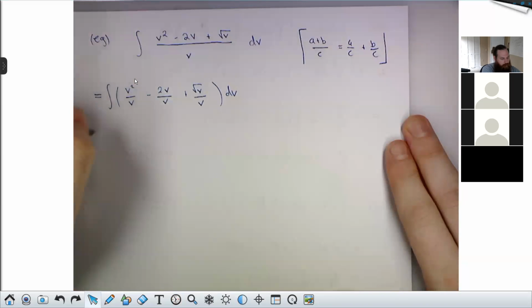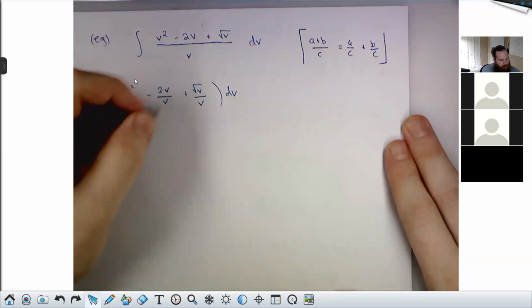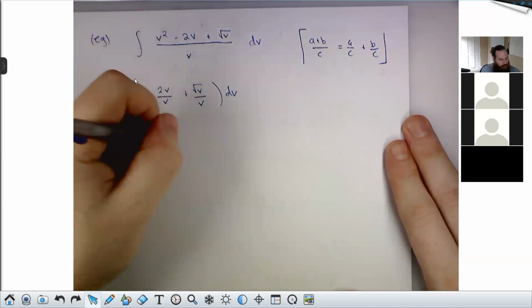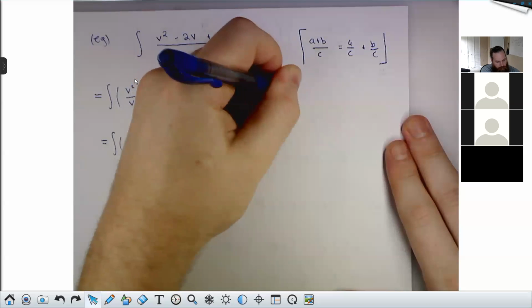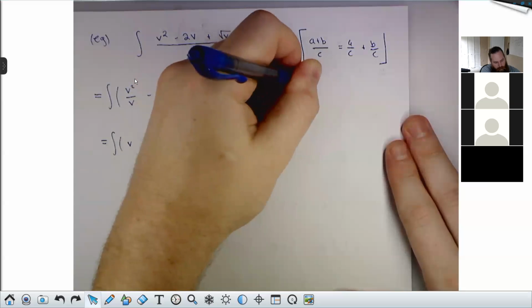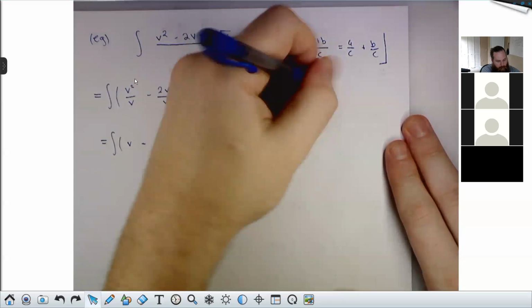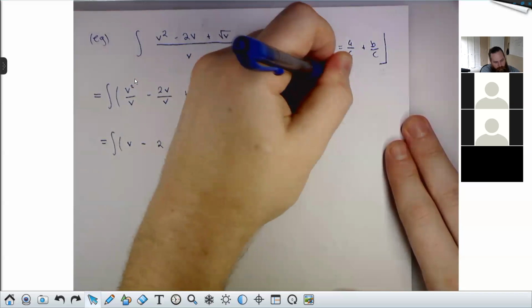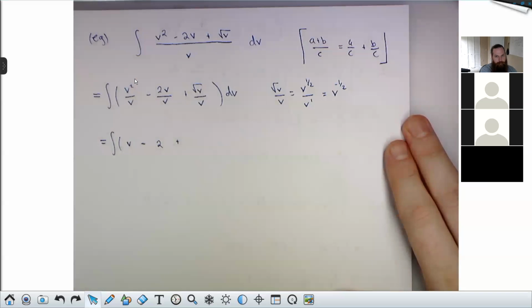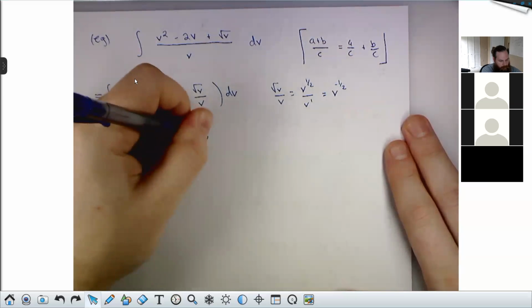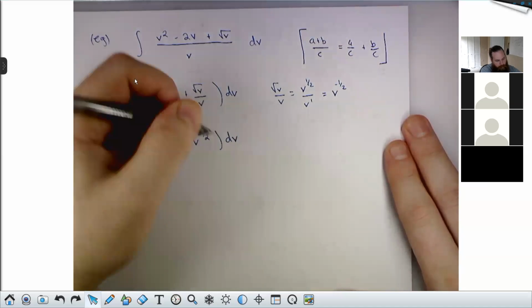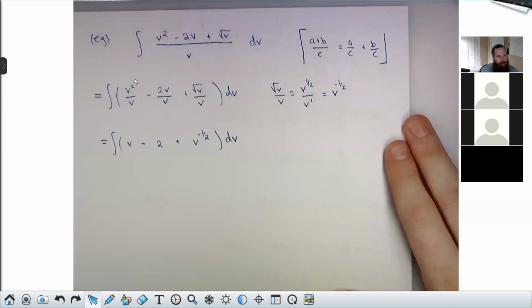And now I can simplify each of those pieces. v squared over v is just v, minus 2v over v is just 2, plus the square root of v over v is v to the 1/2 over v to the 1. That's v to the negative 1/2. So this is v to the negative 1/2. And then I close my paren and I still have the dv outside.